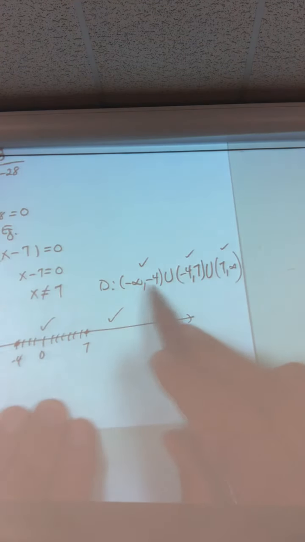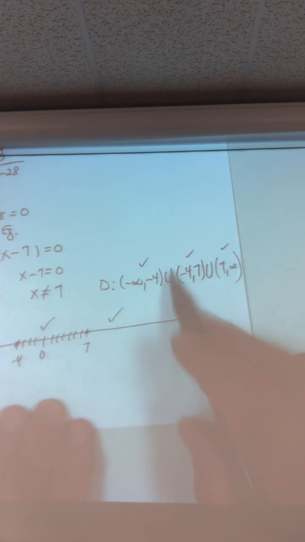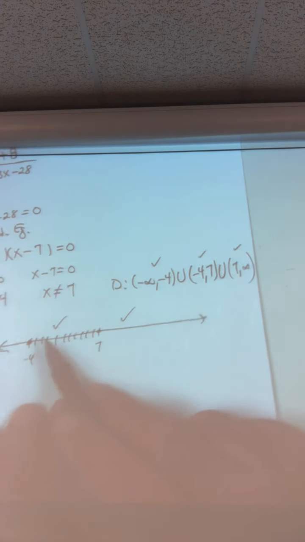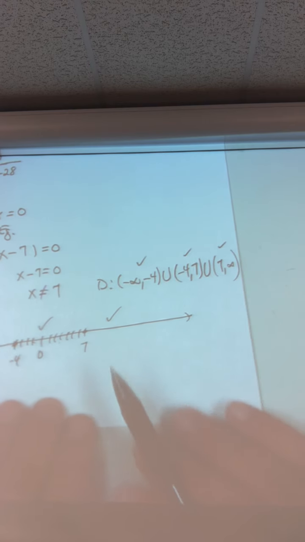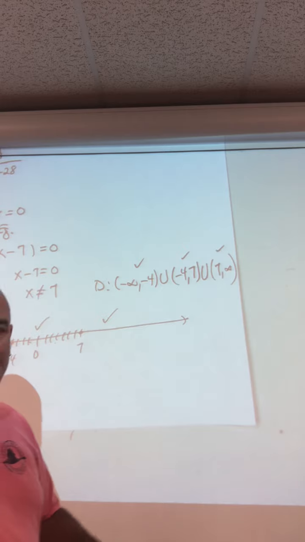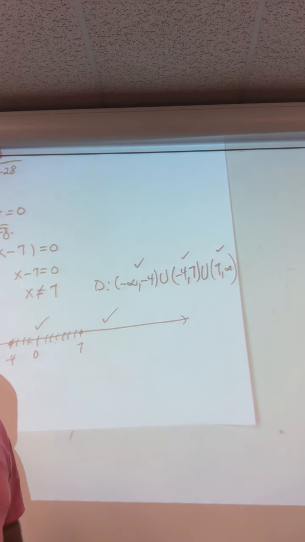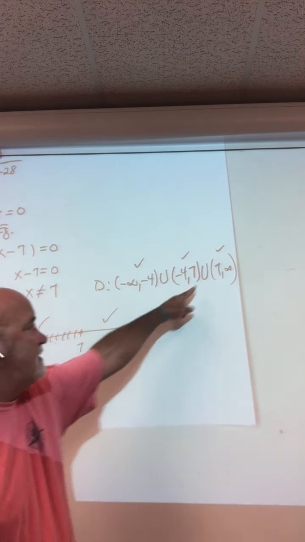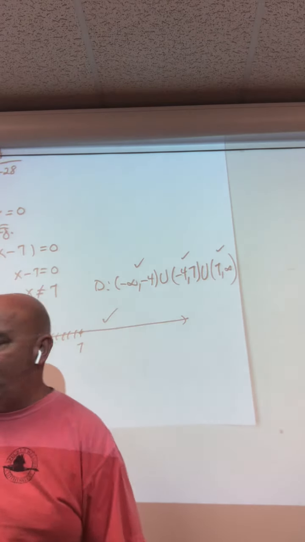That's -infinity to -4. Union, or comma. Now, how do you write all the numbers in between? That's everything from -4 to 7. And then how do you write everything to the right of 7? Everything to the right of 7 is from 7 to infinity.